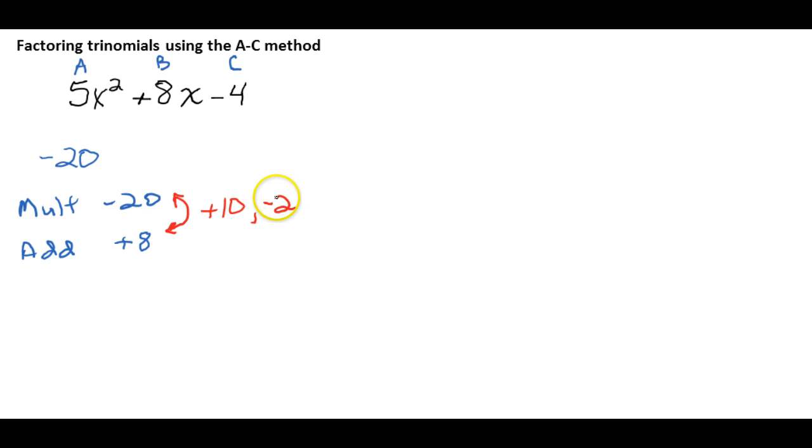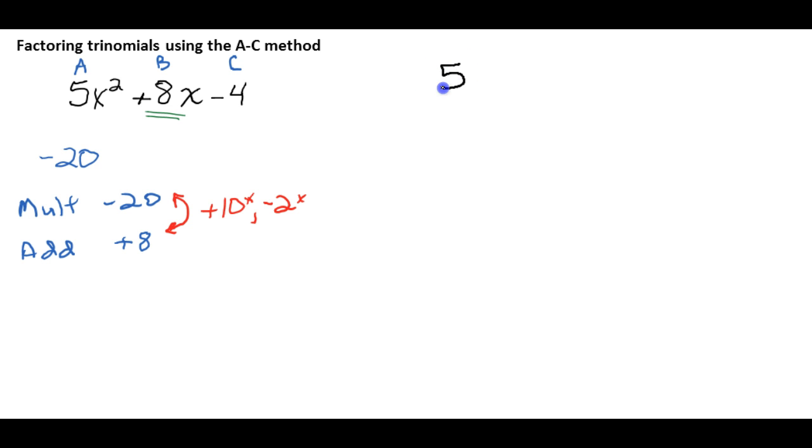Because positive 10 times negative 2 gives you negative 20, and positive 10 plus negative 2 gives you positive 8. What you do with those two numbers is you stick an x on them, and then you replace the middle term with these two numbers, and the order doesn't make any difference whatsoever. It really truly doesn't, I promise. So I'm going to take this trinomial and rewrite it, using the 10x and the negative 2x for the middle term.